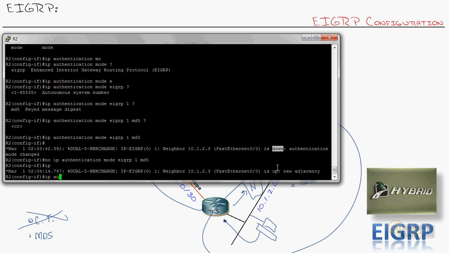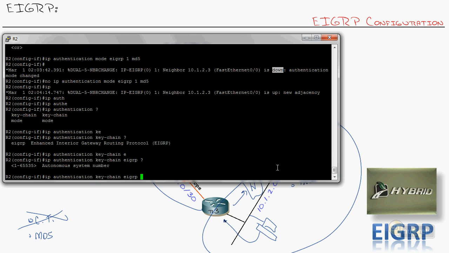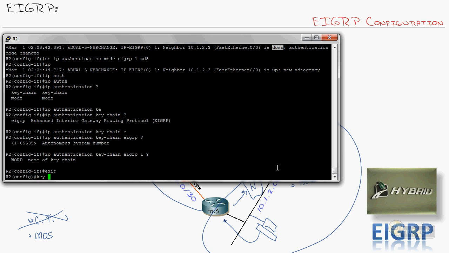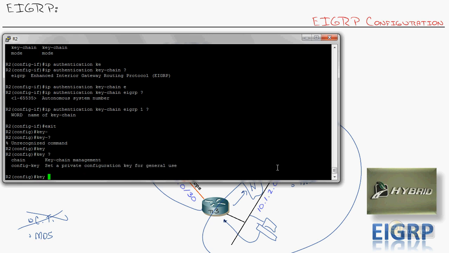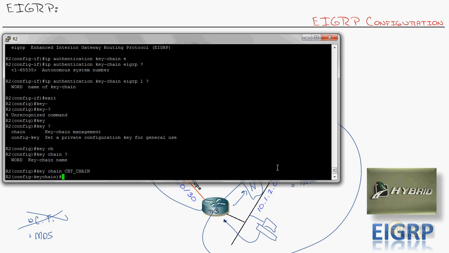So I'm going to do ip authentication. Notice it says keychain for EIGRP Autonomous System 1 is what? Now, you may remember back to ICND1, OSPF does support keychains; however, you don't have to use them. With EIGRP, you've got to do it. So let's go the whole way. The beauty of keychains is in their robust nature. We'll do key chain, and we'll name it CBT chain. It is case sensitive, so I've got to remember that is all capitals.